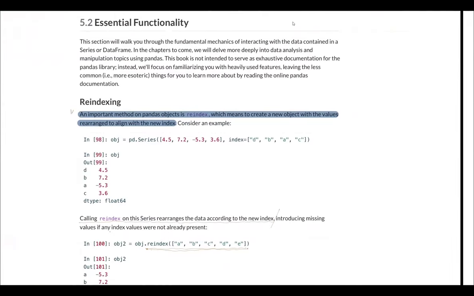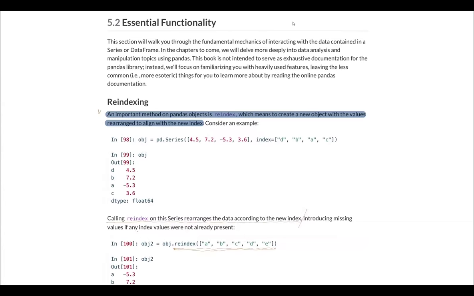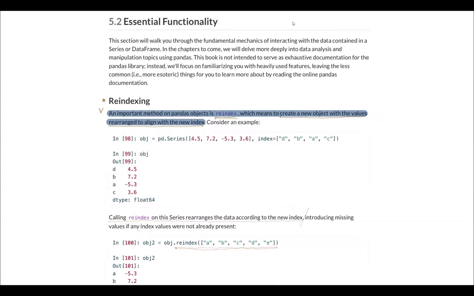Now we can move to 5.2, an in-depth understanding of the functionality. The first thing is called reindexing. Reindexing creates a new object with the values rearranged according to the new indexes. It is not changing the original one. It is reassigning and creating a new object, because like I said, the index is immutable. So instead, we create a new object with the newly assigned indexes.